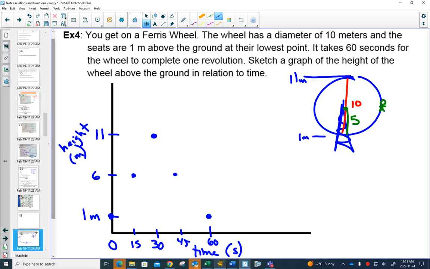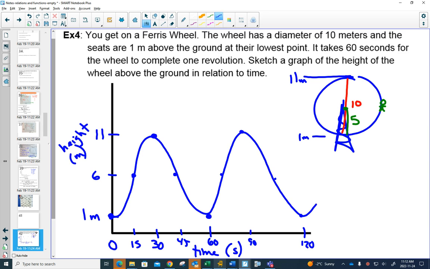Where would you be at 120? 1. Well, you'd be at 1. Where would you be at 90? 11. Does it make sense that this sort of repeats itself over and over again? And we keep on going like that.